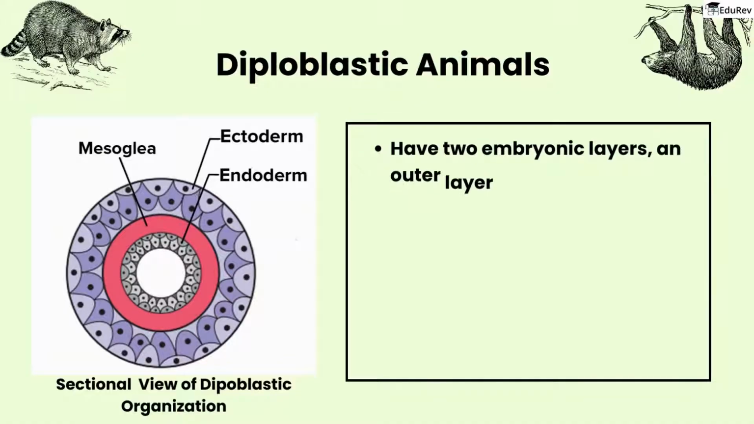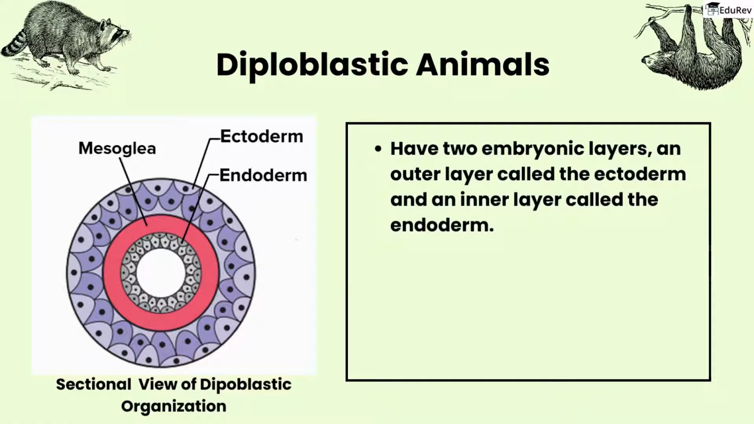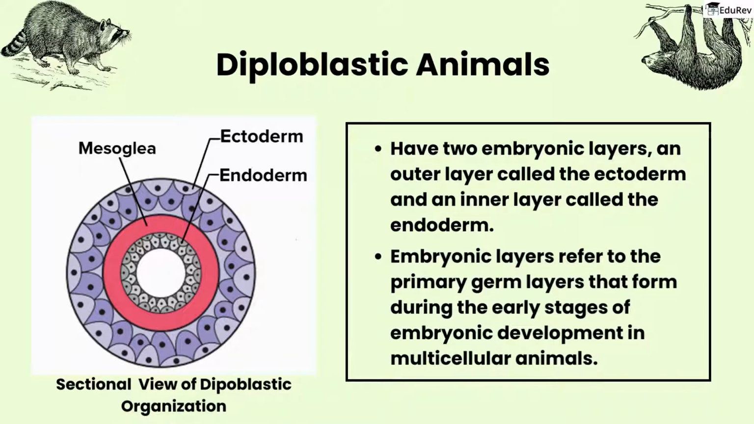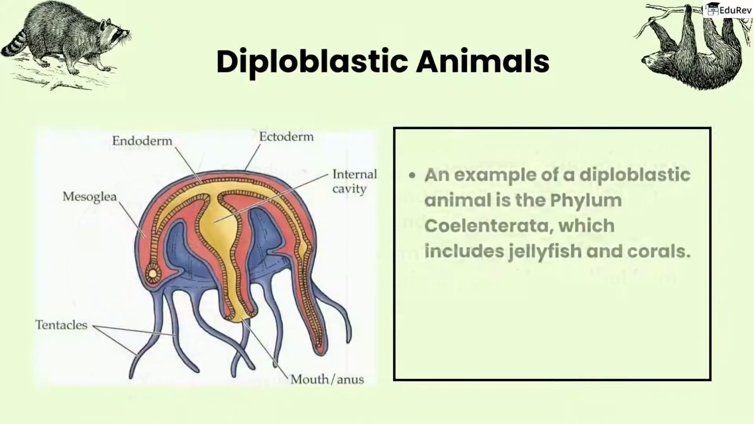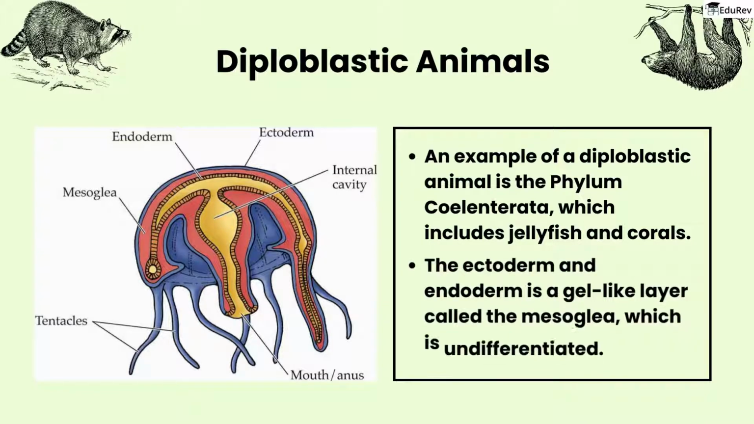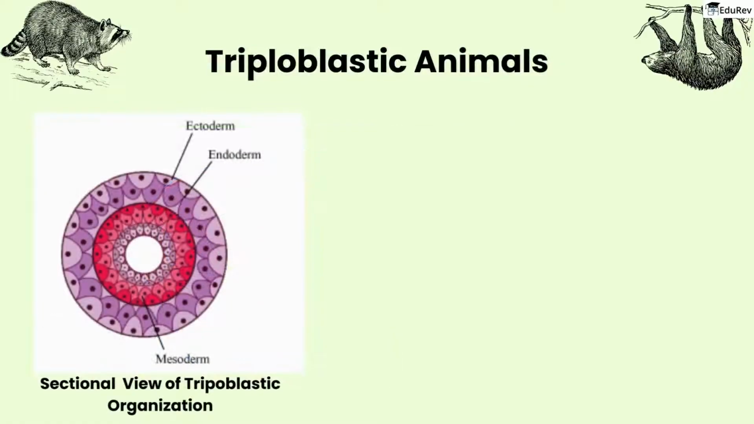Diploblastic animals have two embryonic layers, an outer layer called the ectoderm and an inner layer called the endoderm. Embryonic layers refer to the primary germ layers that form during the early stages of embryonic development in multicellular animals. An example of a diploblastic animal is the phylum Coelenterata, which includes jellyfish and corals. In between the ectoderm and endoderm is a gel-like layer called the mesoglea, which is undifferentiated.